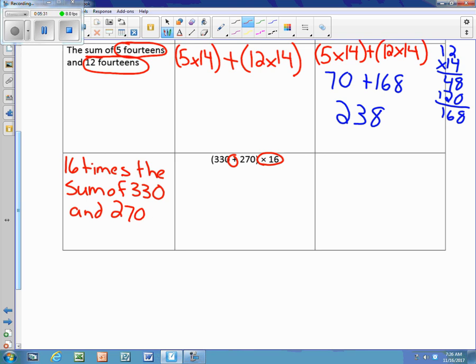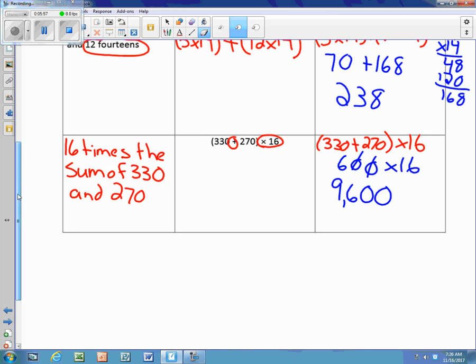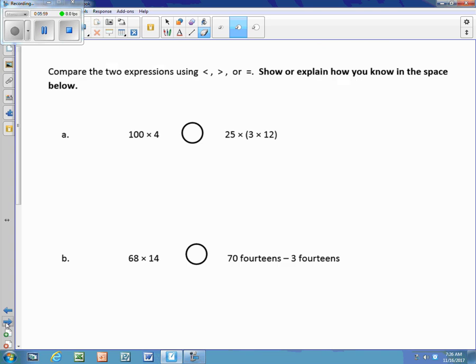And now we're going to rewrite it over here so that we can simplify it. And when we go to do this, we have to do what's in parentheses first. If you need to rewrite it vertically to help you, you should do that. We're going to use our 0 trick and do 6 times 16, which gives me 96, and put our 2 zeros back in. And that's the chart for the review on expressions.